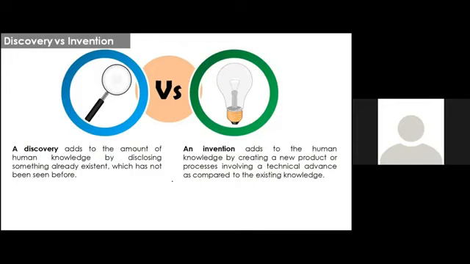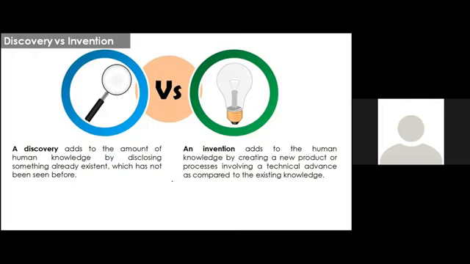unless the information coming out of the discovery, or the conclusion of the discovery, has material which can be used for a particular process. So until then, the discovery cannot be patented. However, an invention is human knowledge creating a new product or process, or making any technical advances compared to the existing knowledge. That is invention and that is patentable. I hope the distinction between discovery and invention is clear. It means that discovery cannot be patented and invention can be patented.